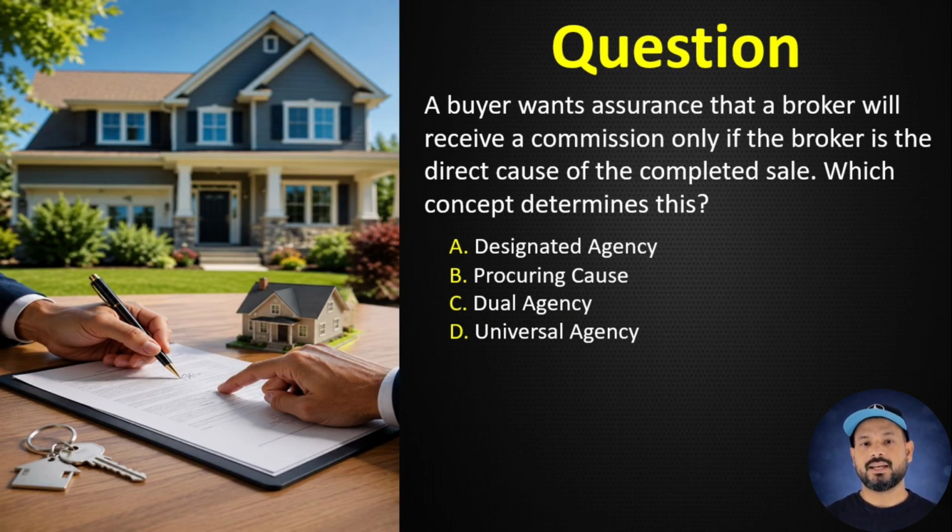Question number 19. A buyer wants assurance that a broker will receive a commission only if the broker is the direct cause of the completed sale. Which concept determines this? A. Designated agency, B. Procuring cause, C. Dual agency, D. Universal agency. Correct answer B. Procuring cause. Procuring cause determines whether a broker's efforts earn the commission.